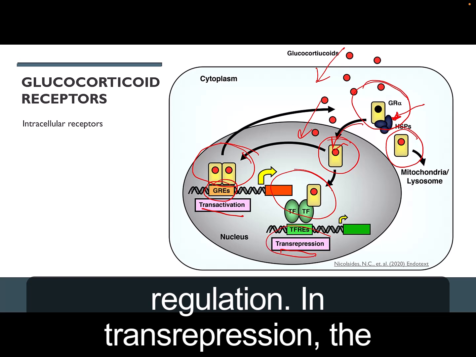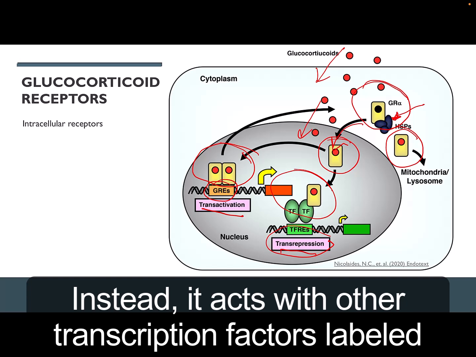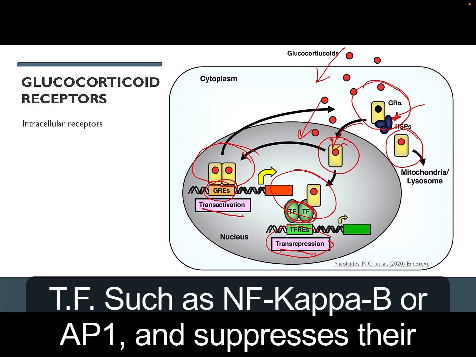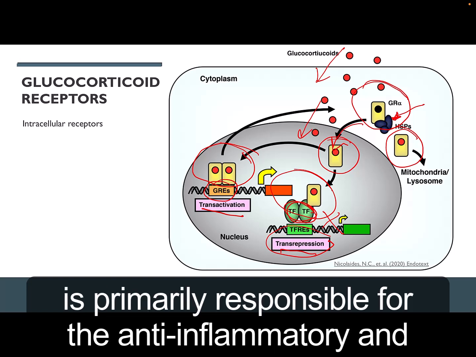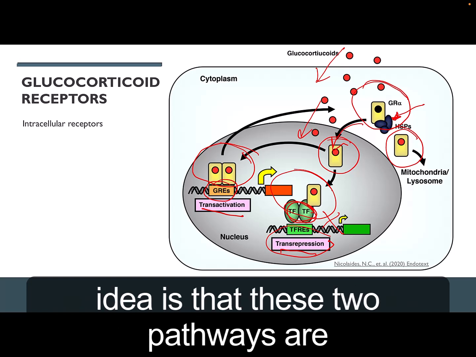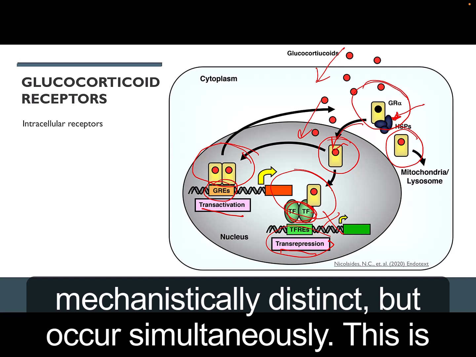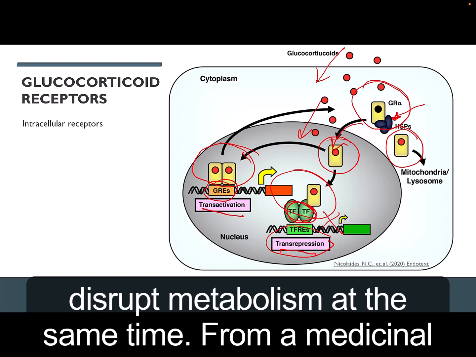In transrepression, the glucocorticoid receptor does not bind DNA directly. Instead, it interacts with other transcription factors, labeled TF, such as NF-kappa B or AP1, and suppresses their ability to promote gene expression. This mechanism is primarily responsible for the anti-inflammatory and immunosuppressive effects of glucocorticoids. The key idea is that these two pathways are mechanistically distinct but occur simultaneously. This is why glucocorticoids can both control inflammation and disrupt metabolism at the same time.